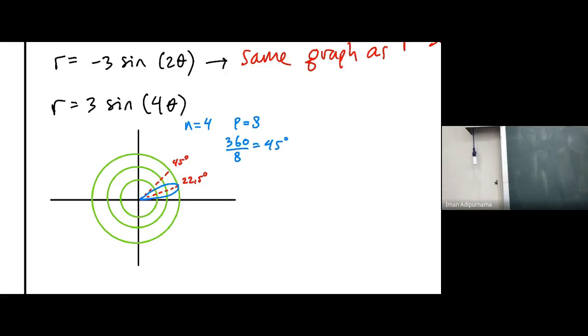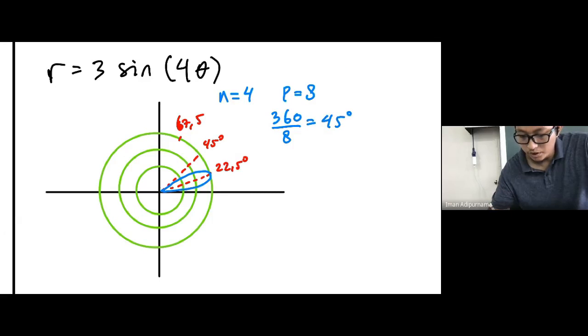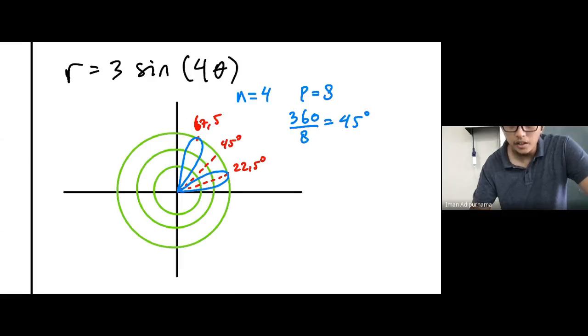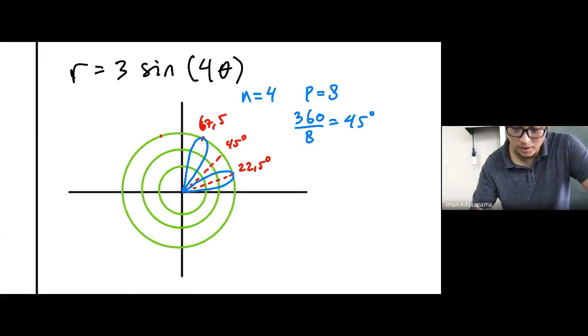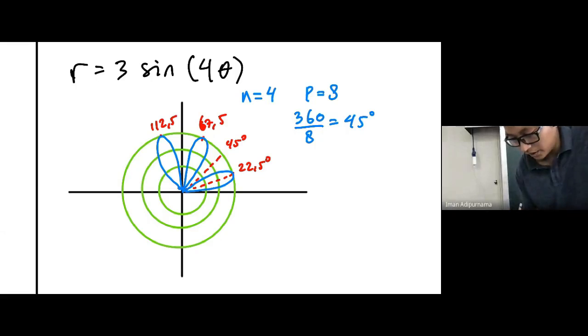And going up a little bit, plus 45. Okay. Plus 45, it's around 67.5. So it will be like that. And plus again, it will be 112.5. So basically you have this pattern.